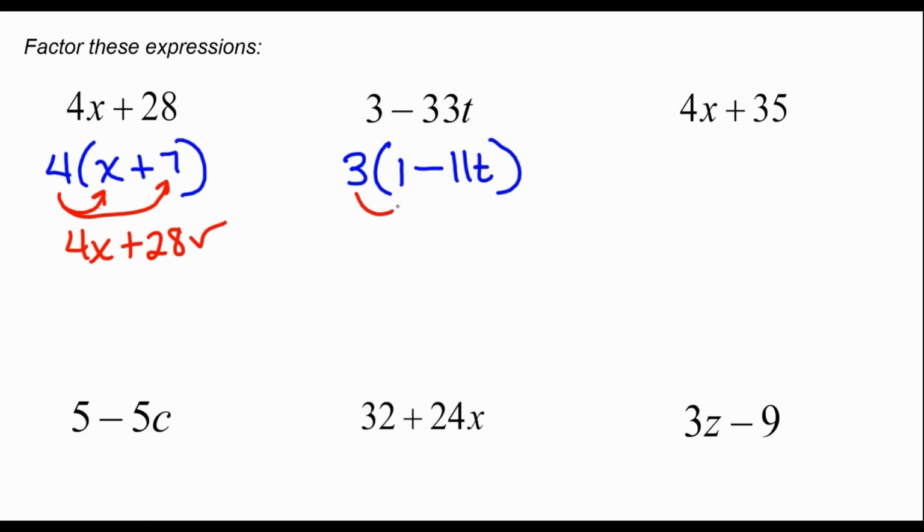And again, I'm going to check this with the distributive property and expand it again. 3 times 1 is 3, minus 3 times 11t is 33t. That checks out. So I know I got the right factored form.